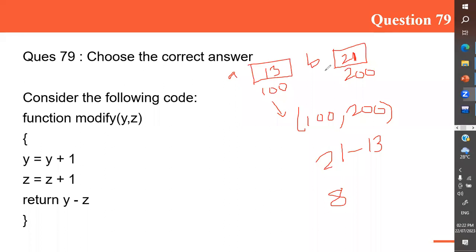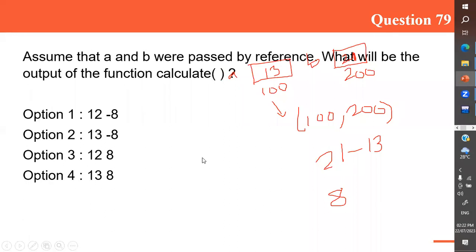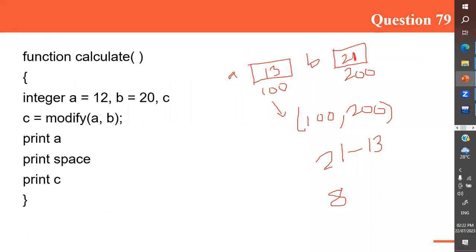So let's go for the next slide and see what is happening. Now we are printing the value. We got the C value. What is the C value we got? C value we got is 8. Yeah, but we are printing A value. What is A value right now? 13. See that we are taking the updated modified value because of pass by reference.